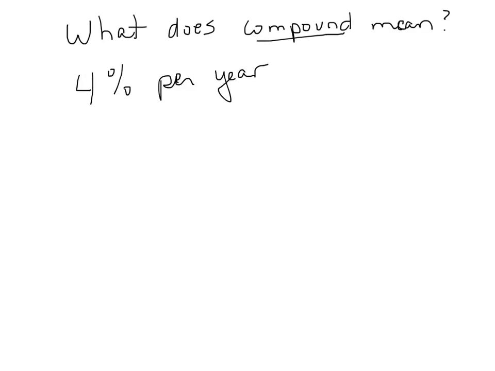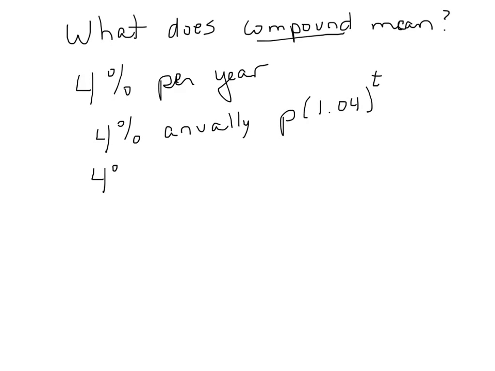So here's what I need you to understand. If you were to take that 4% and compound it annually, then at the end of the year, you would take your principal and you would multiply it by your 1.04 and raise it to however many years you are going to calculate that for. However, let's say I tell you that I'm going to take that 4% and I'm going to compound it quarterly.